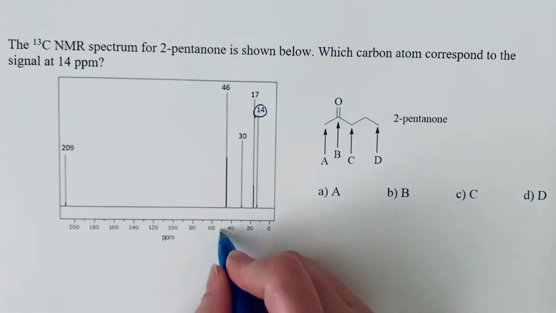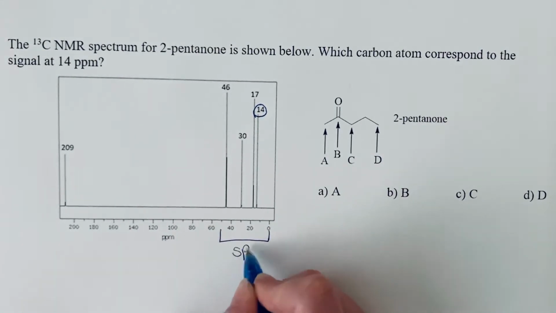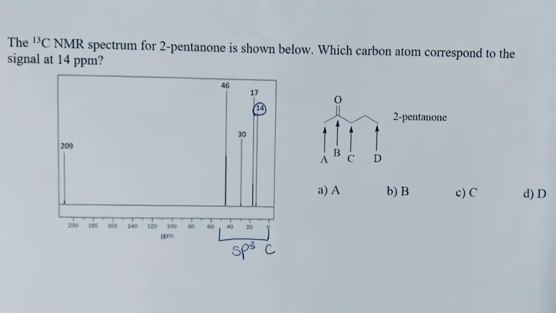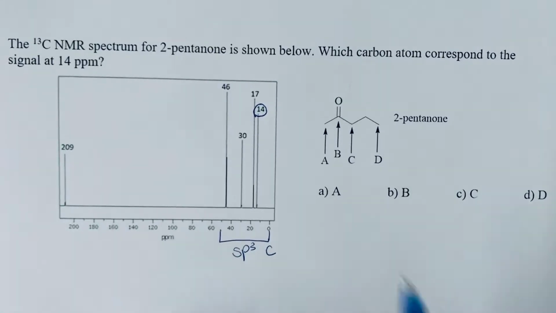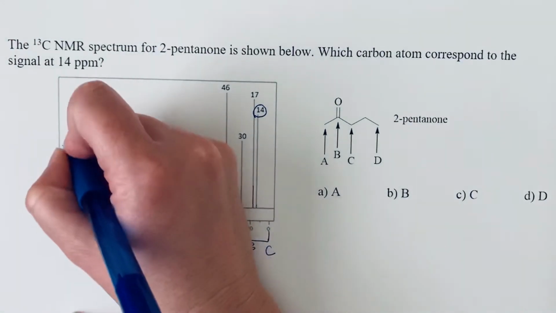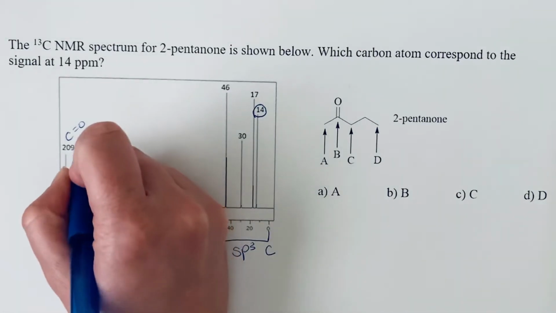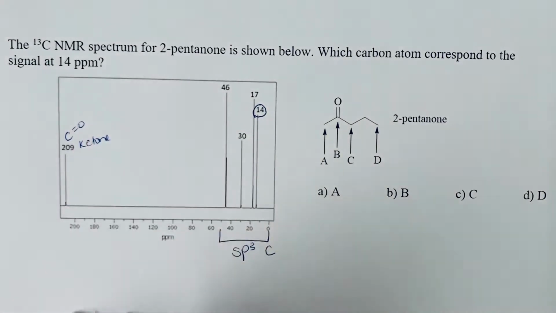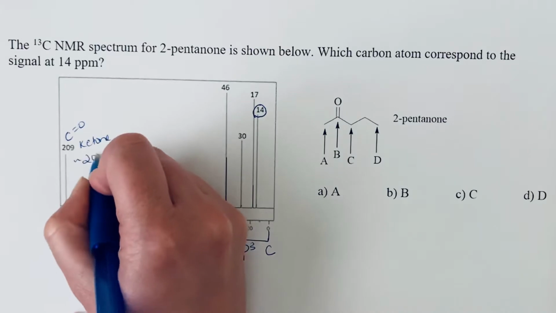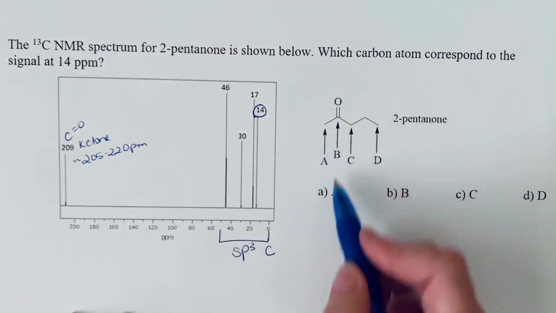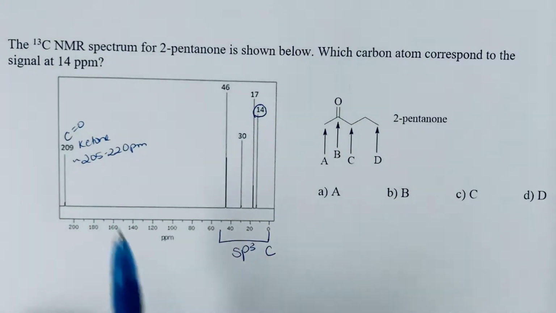So this is definitely in the sp3 carbon portion of the spectrum. So the only signal that we have that's not in that area is here, and this is for the carbonyl. And carbonyls of ketones are usually pretty high like this. You're going to see them at approximately 205 to 220 ppm. So that's your ketone, so that's B. So that's definitely not it.